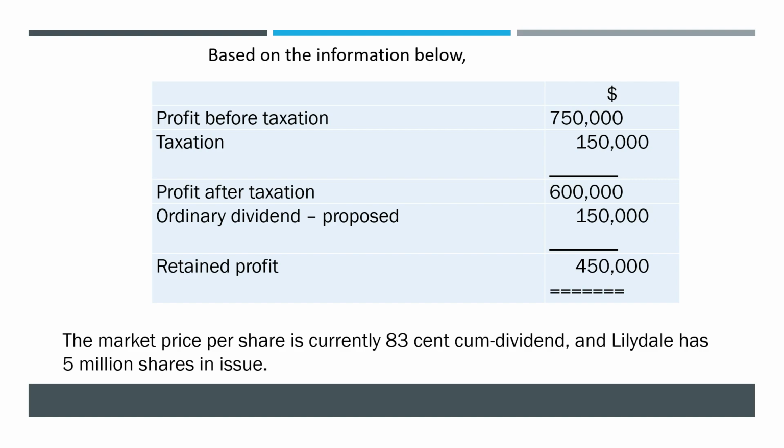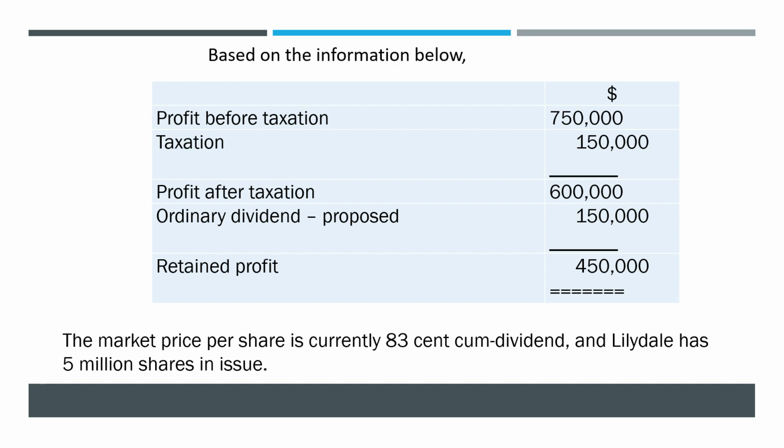The ordinary dividend is basically given to common stockholders. So retained earnings or profits are $450,000. That is the difference between profit after taxation of $600,000 and proposed dividend of $150,000.